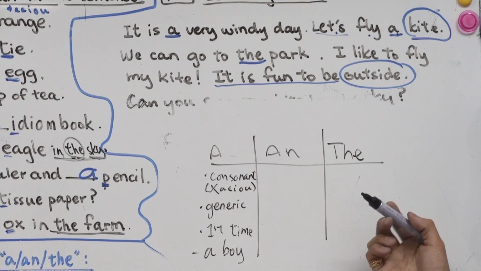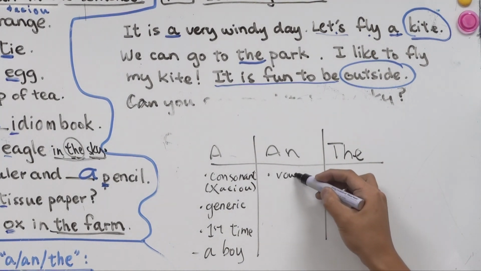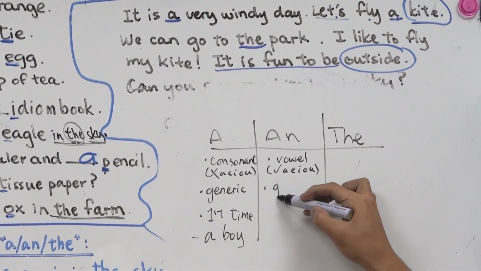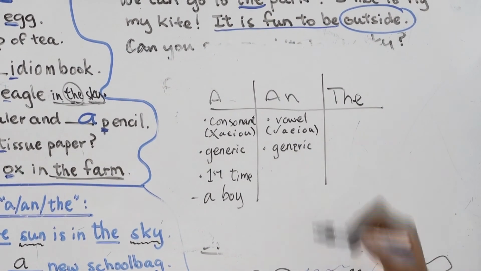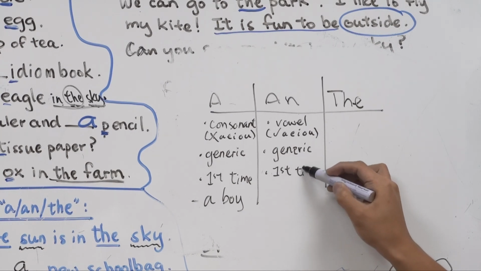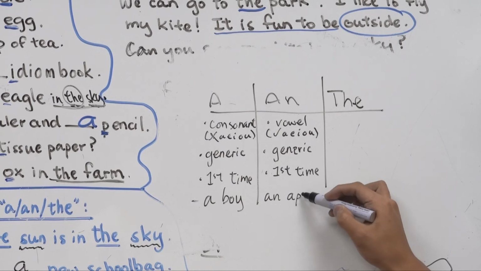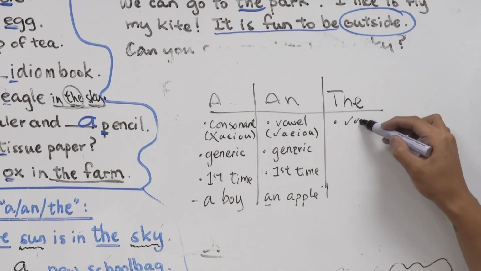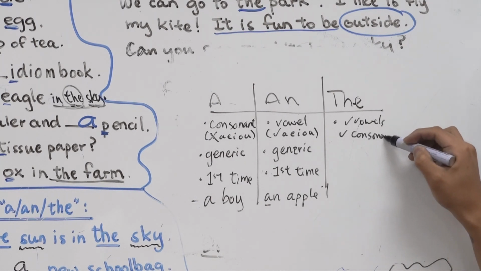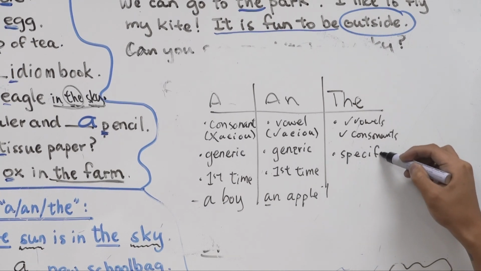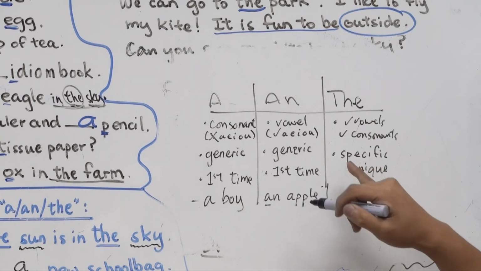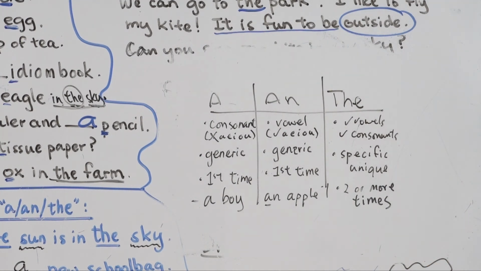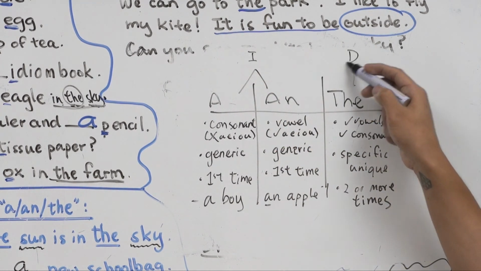Now, the second one is an, which is before a vowel. So, A, E, I, O, and U. Again, like a, it is also generic or not specific. And we will also use it for the first time that we talk about something. Like an apple. Alright? And then for the, we will use it with both vowels and consonants. And they are very specific or unique. And we will use it 2 or more times. All right? And so these are the differences between the indefinite articles and the definite article.